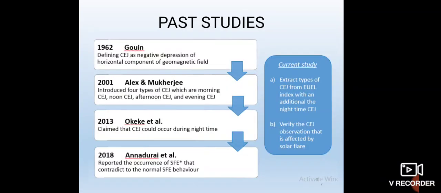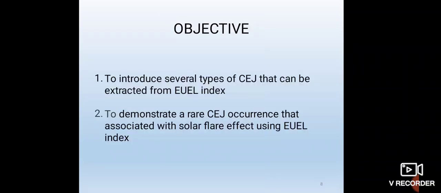Here, we have listed some past studies that bring us to the idea of extracting type of CEJ from EUL index with an addition the nighttime CEJ. On top of that, we also did verification on CEJ observation that is affected by solar flare. To be clear, these are my research objectives. First is to introduce several types of CEJ that can be extracted from EUL index. And second, to demonstrate a rare CEJ occurrence that associated with solar flare effect using EUL index.